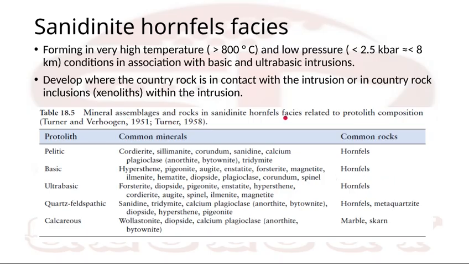Then sanidinite hornfels facies. Sanidinite hornfels facies is greater than 800 degrees Celsius and less than 2.5 kilobar, and less than 8 kilometer depth. So these are basically associated with sanidinite. Sanidinite facies are basically associated with basic and ultrabasic intrusions. Why? In the basic and ultrabasic intrusions, that's where only you can find greater than 800 degrees Celsius temperature.